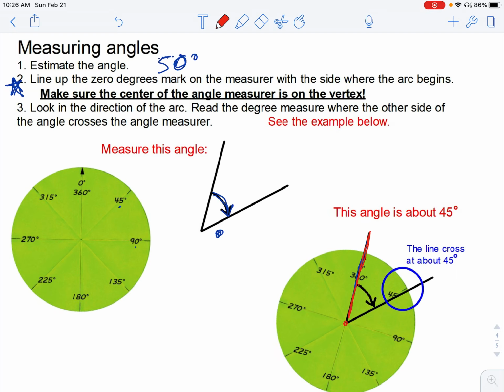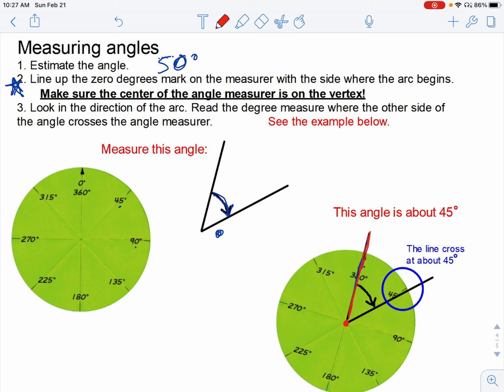Also, you want to make sure the center of the measurer, the center of the circle, is on the vertex of the angle. Otherwise, you're going to get an incorrect measurement.